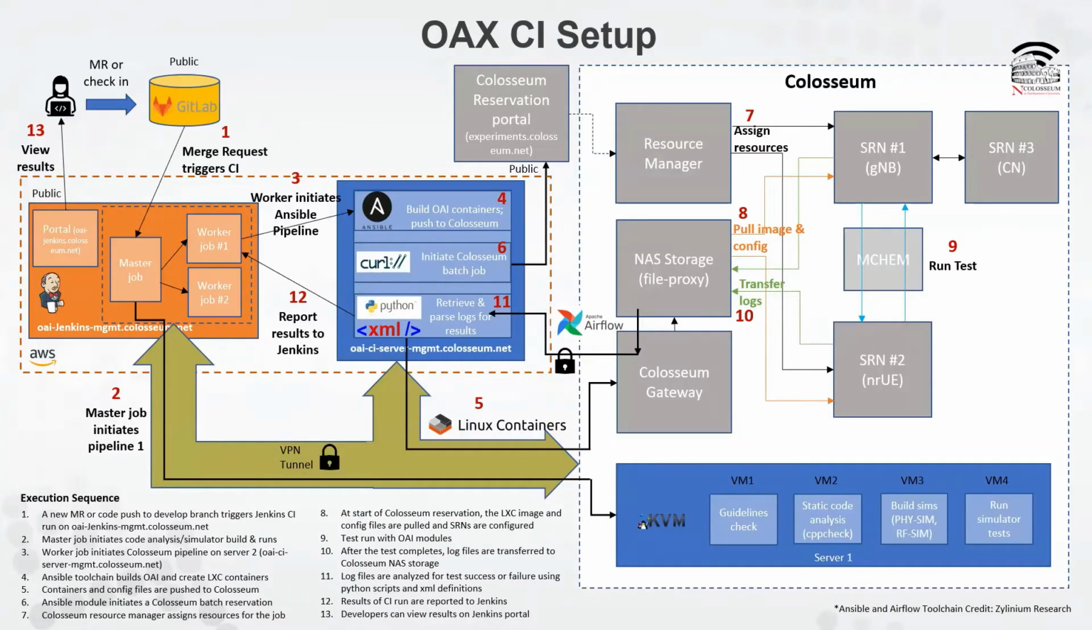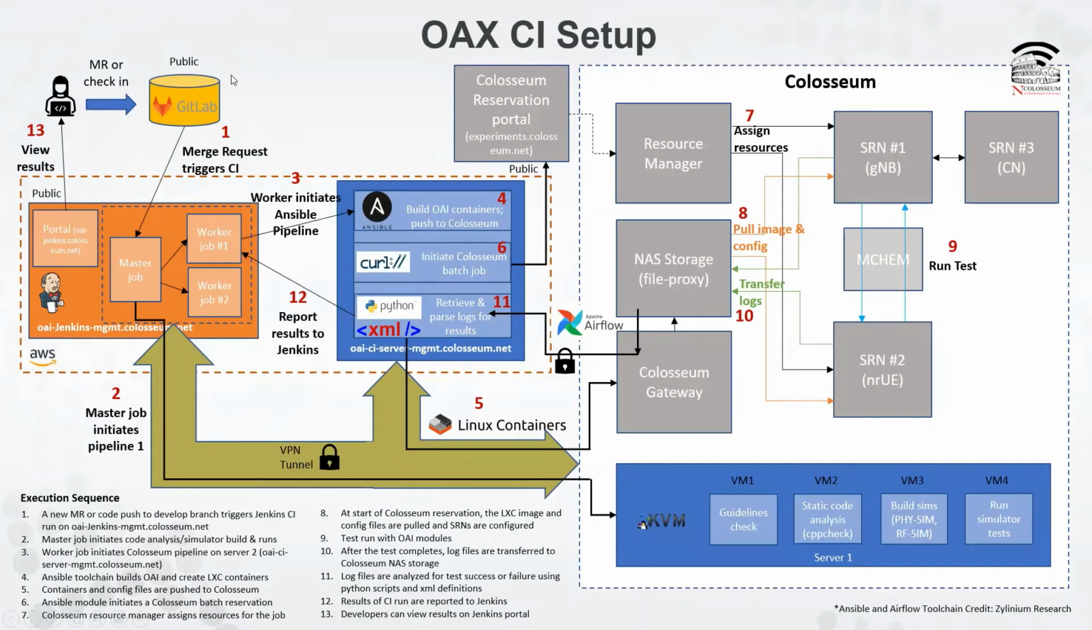This slide shows the OAI CI architecture. Looking at the high-level blocks first, this is the OAI GitLab repository, the Eurecom GitLab repository. The orange block here is our Jenkins server. It runs as an AWS instance, but closely resembles Eurecom's Jenkins configuration. This blue block here is what we refer to as the CI server. This also runs as an AWS instance and is responsible for building OAI LXC containers, deploying them on the Colosseum testbed, and starting the tests. Colosseum testbed is this large dotted block to the right.